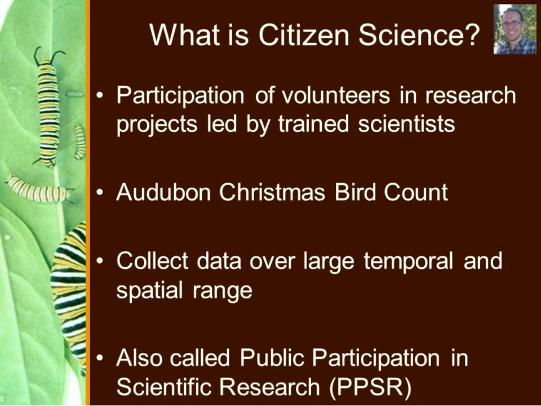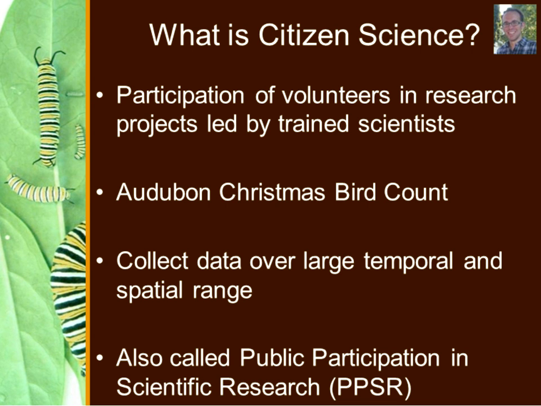I just wanted to talk briefly about what citizen science is first, before we get started into the different citizen science projects about monarchs. My definition of citizen science is just the participation of volunteers in research projects led by trained scientists. One example, I think a famous example, is the Christmas bird count that the Audubon Group does every year. This is a bird count that has been done for almost 100 years. So that's a lot of data over a large period of time that a single scientist would not be able to collect on his or her own.